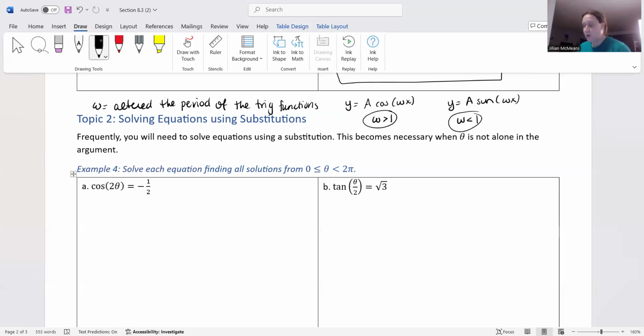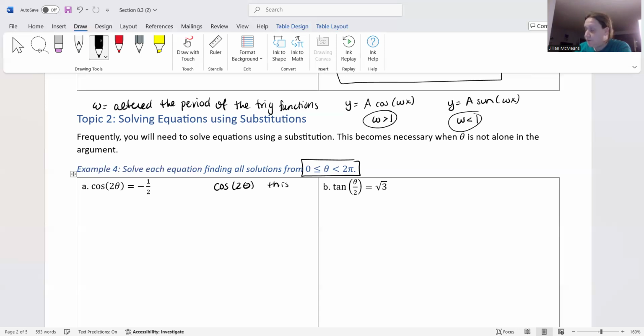Okay? So in our first example, we have solve each equation, finding all of the solutions for theta from 0 to 2 pi. Okay, well, what is going on and how do we do this? Okay, so let's look at part A first. So we have cosine of 2 theta equals negative 1/2. Well, cosine of 2 theta, that 2 on the 2 theta means something.